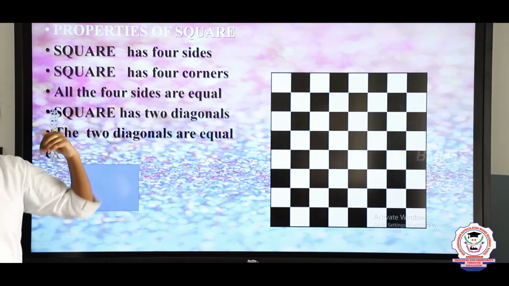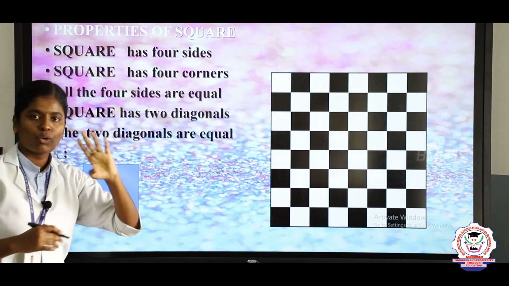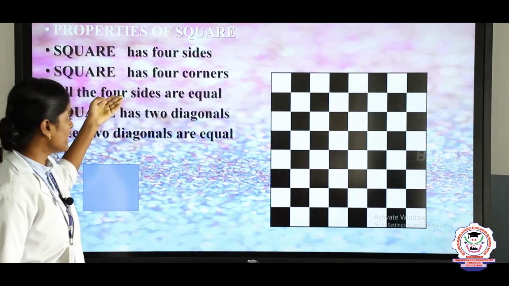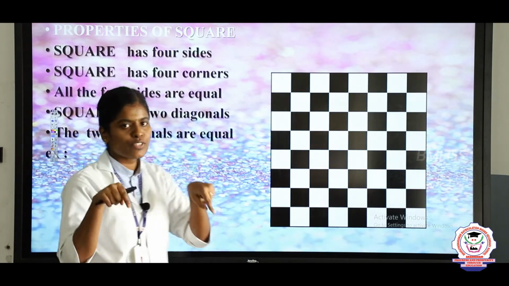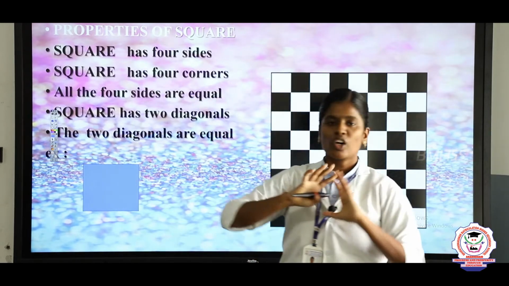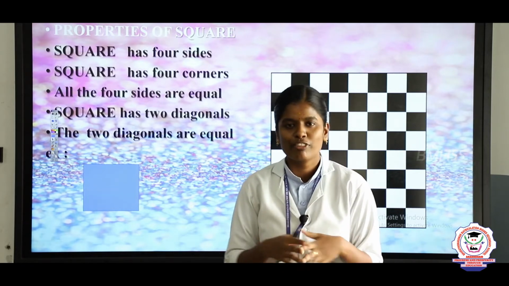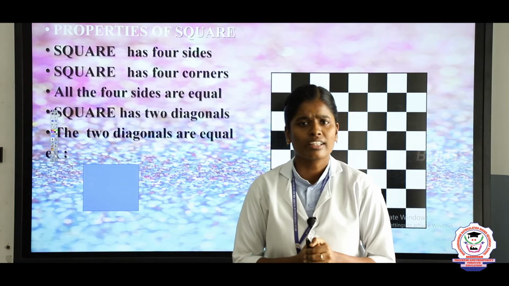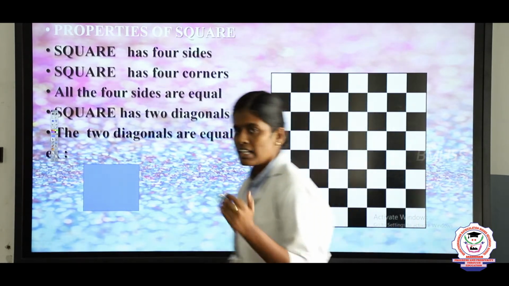Listen my children, what does it mean by properties of square? Square has four sides, and it has four corners. So square has four sides and four corners. And the third point is all the four sides are equal. And finally square has two diagonals. So what does it mean by two diagonals? Diagonal means, listen my children.